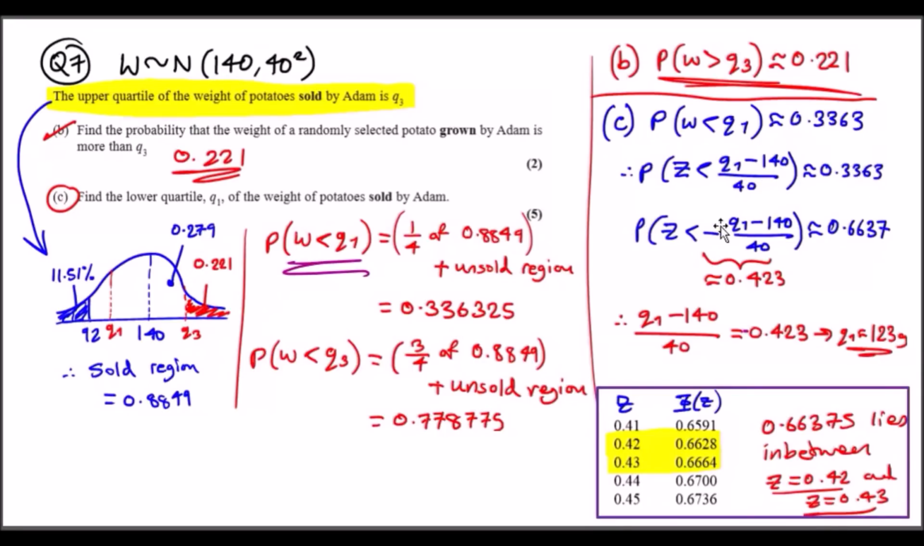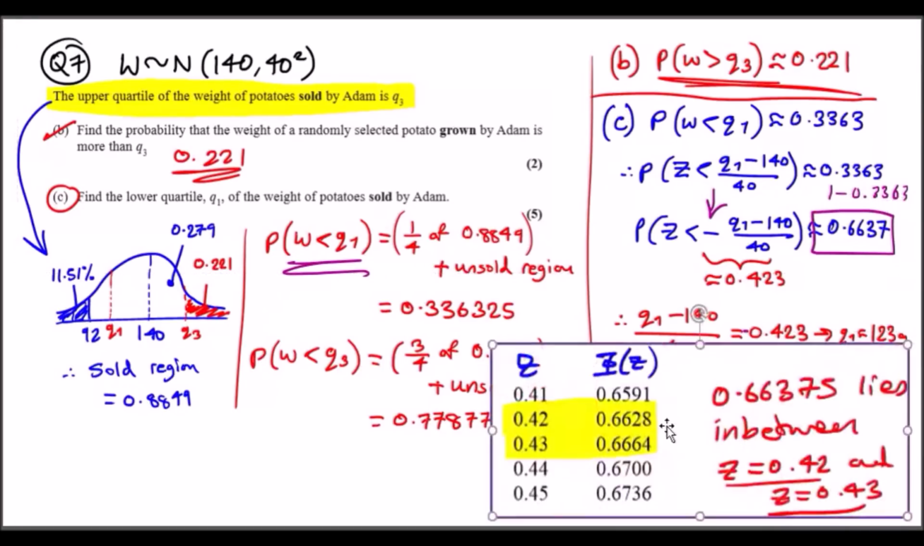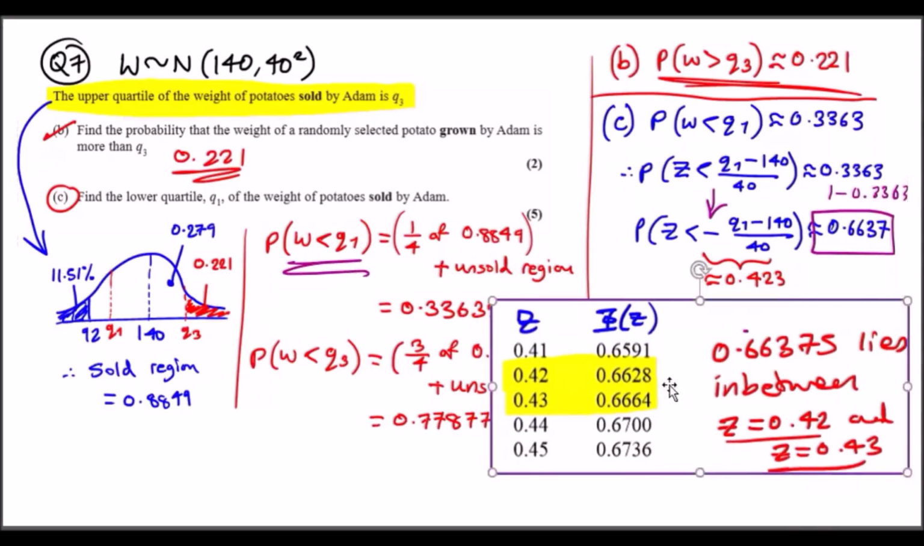And the trick is, if you put a minus sign in front of the Z value, you get the mirror value. So that means you can do 1 minus this. Literally stick a minus sign, then do 1 minus this probability here to get this value right here. And that's useful because now if you look at the normal table, for the probability roughly equal to 0.6637, you get 2 z values.